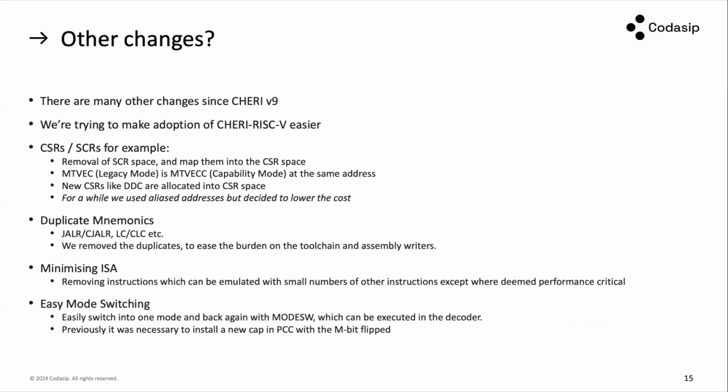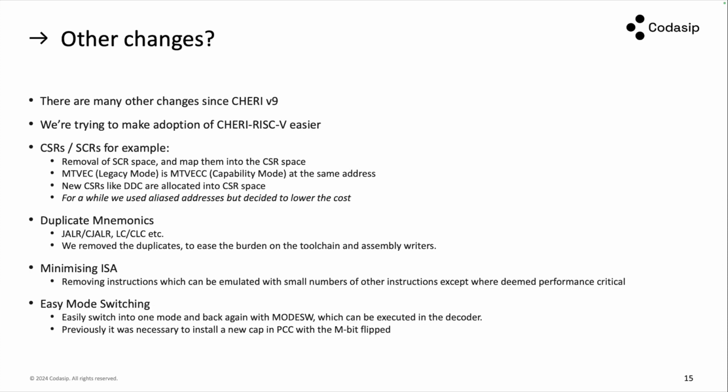But we got there. Other things that we changed to try and make the adoption easier. So originally, Cherry had separate SCRs, as in special CSRs, but we got rid of those and we merged them into the same space. For a while, we were using aliases, so we had more than one address, but we combined them so that if you access MTVEC in legacy mode, you get MTVEC, and if you're in capability mode, you get the MTVEC-C, which is the capability version, but at the same address. We got rid of the duplicate mnemonics, so CJAL-R is now JAL-R, CLC is now LC in all cases, easier for the assembly writer, easier to understand.